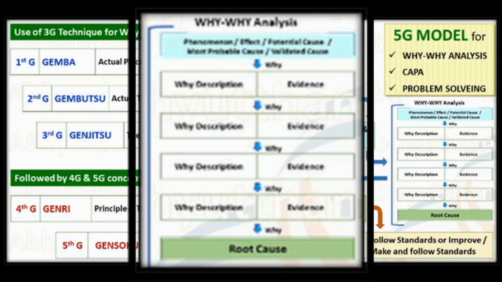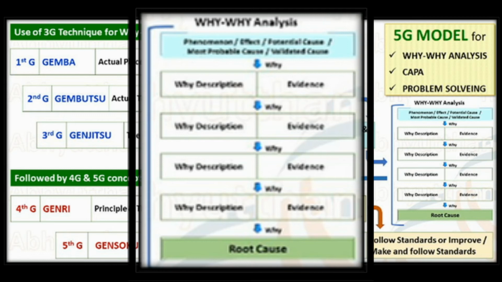Why means the description of the problem, then the evidence included with that. Then the next why, the description of the problem and the evidence, and then finally you will come to the root cause of the problem. So this is how this model works for the Why Analysis.